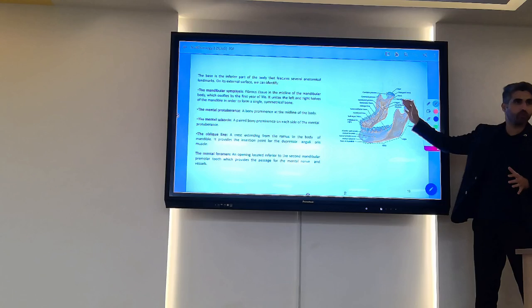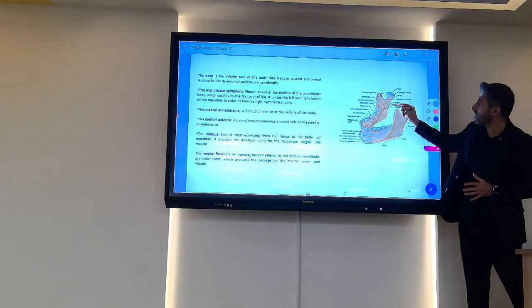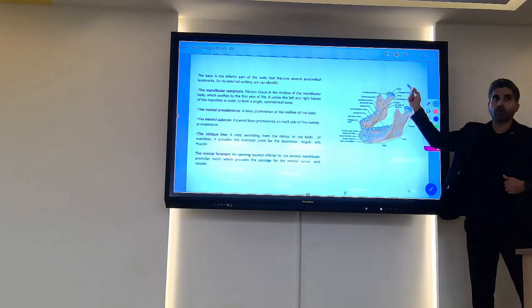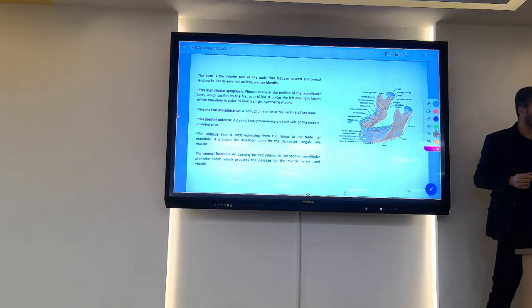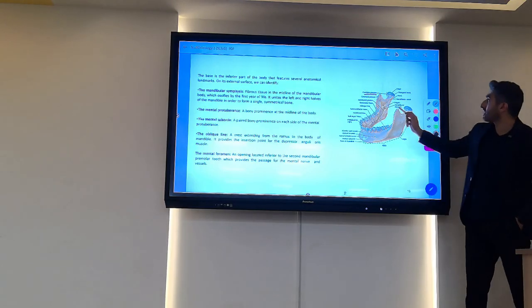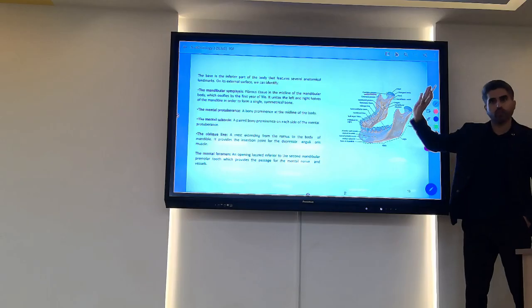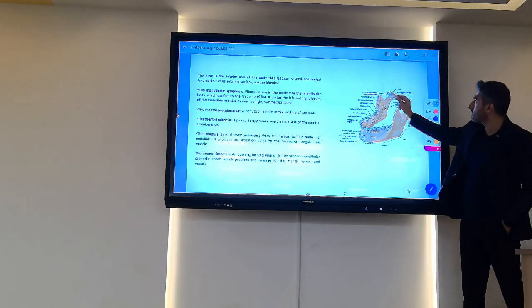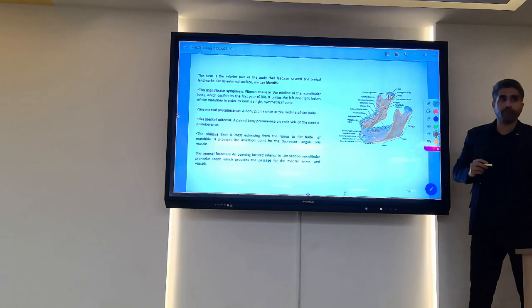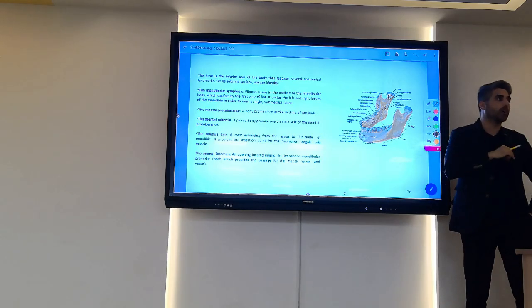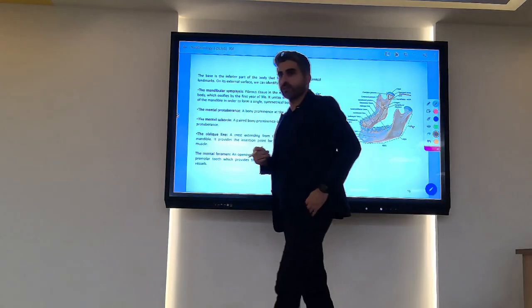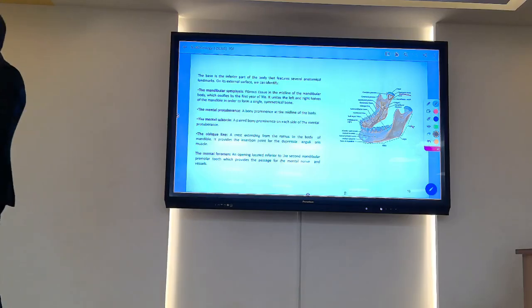I told you about these two processes, the coronoid process and the condylar process. The condylar process participates in the mandibular fossa in the TMJ. Anterior to the condylar process, you can see it has a head and a neck. This is the head, this is the neck. Anterior to the neck, it has a small triangular fossa, we say fovea. It has a triangular fovea, the pterygoid fovea, where the pterygoid muscles attach.